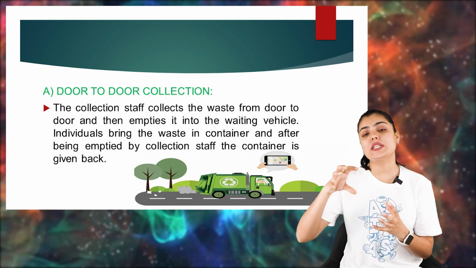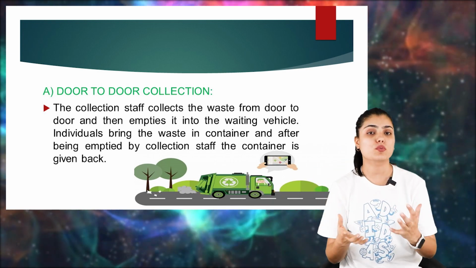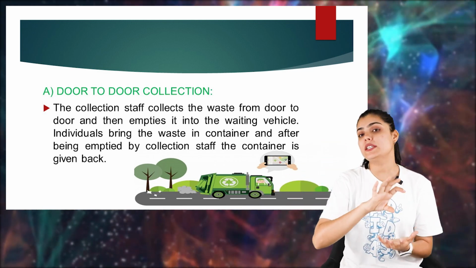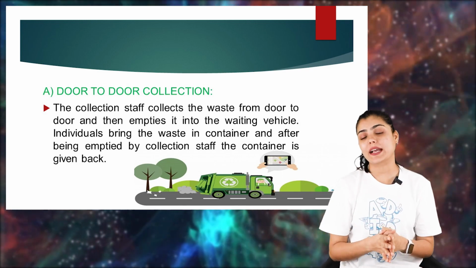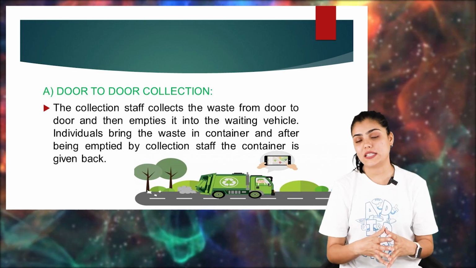Door-to-door collection is reaching out to people's homes and collecting the waste that has been generated. People usually come with their dustbins, give them to the collection staff, and they empty the containers into the collecting vehicle and give the containers back. That is door-to-door waste collection. That is the first method of waste collection.